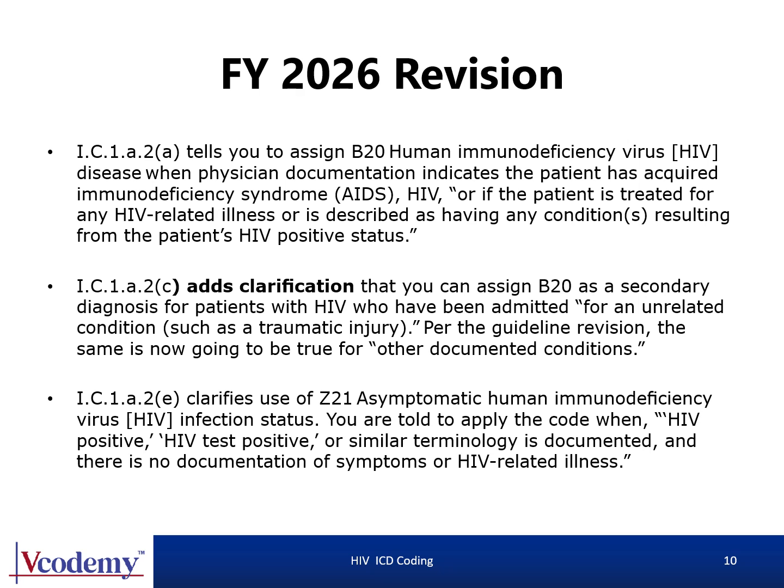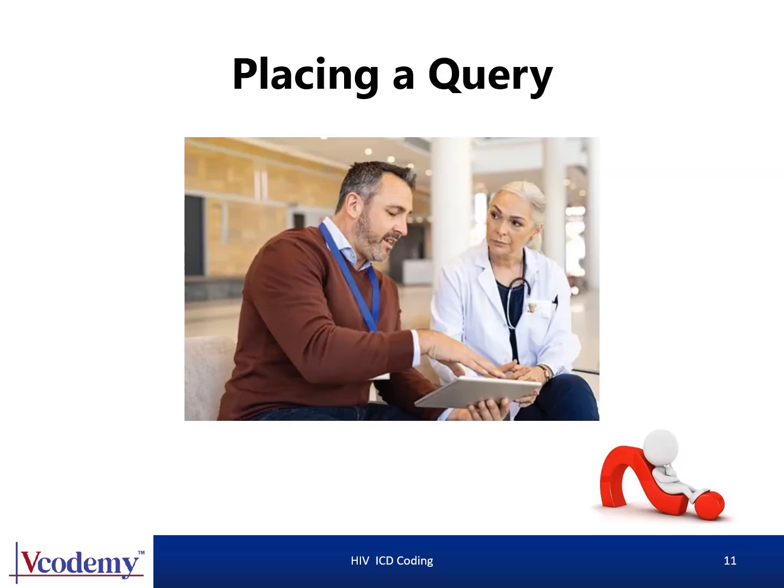So documentation specificity is critical. So always look for the exact terminology to assign the codes. And after you read the document, if you still have some doubt, it is better to place a query to the physician as a caution.